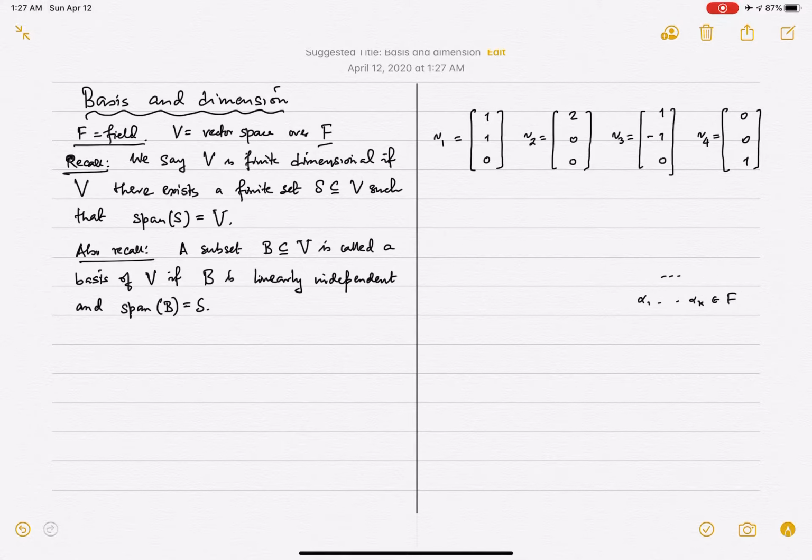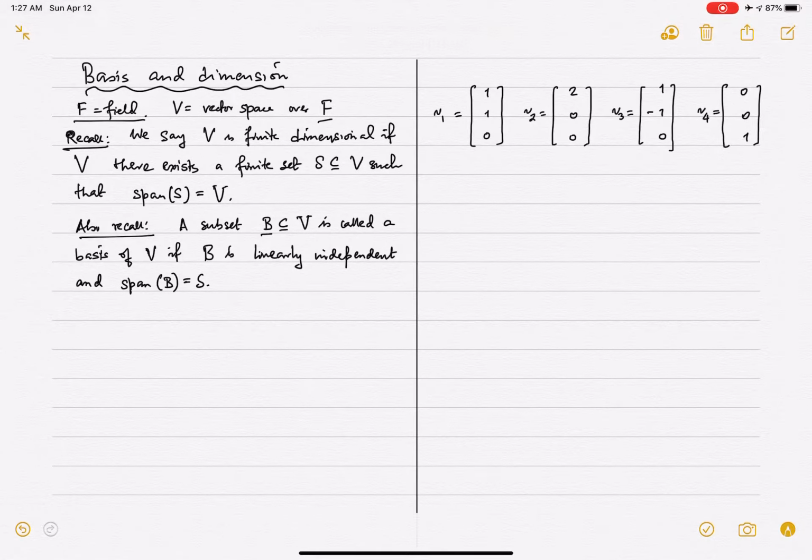Also recall, a subset B of V is called a basis of V. That's the key concept. If B is linearly independent and B spans the vector space. Meaning every element of V can be written as a linear combination of the elements of B, and B is linearly independent. It means that the only way a combination of elements of B is 0 is if all the coefficients are 0.